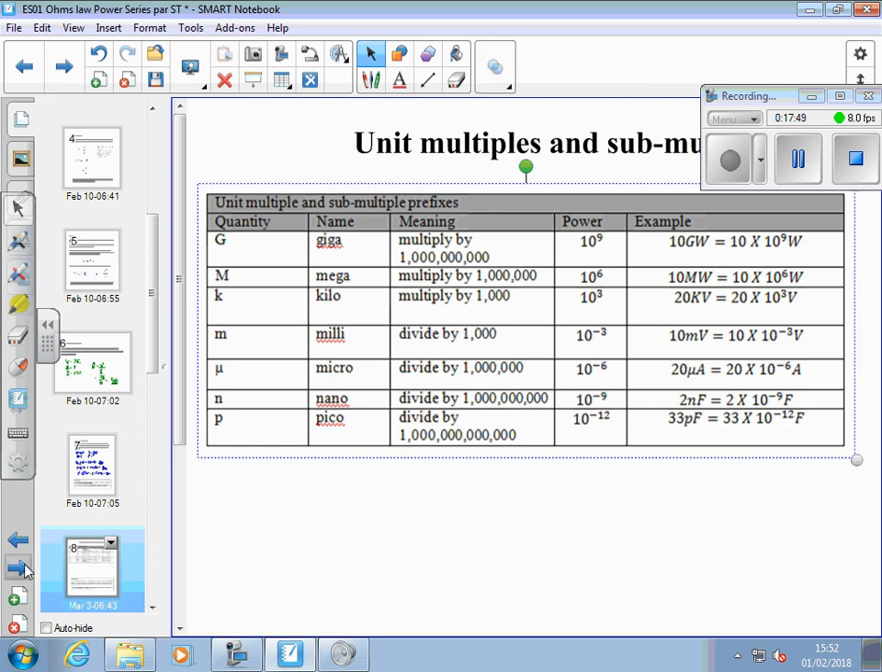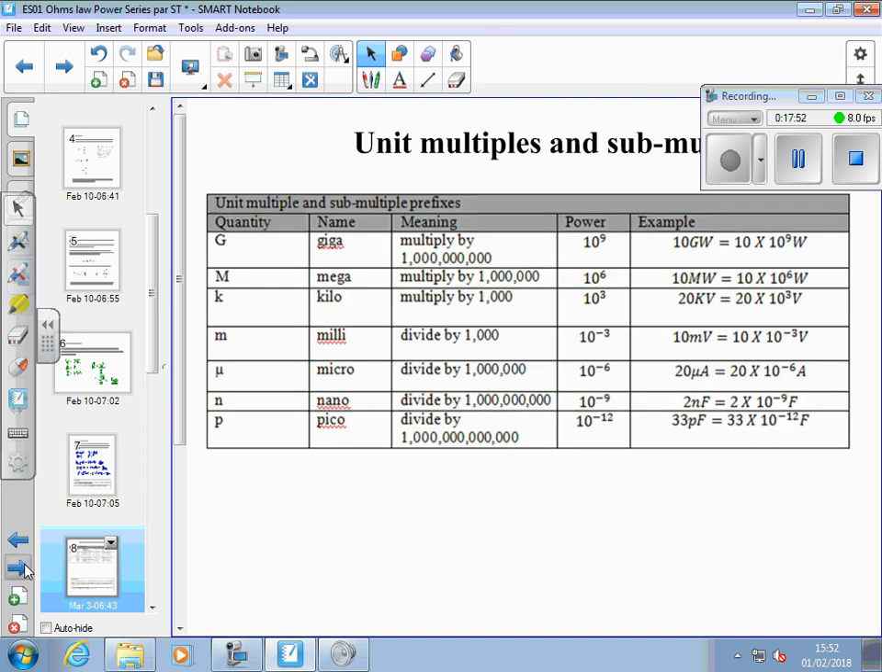We touched on this already today, so I'm not going to labour it too much, but we have units, multiples and submultiples. Giga, 10 to the 9. Mega, 10 to the 6. Kilo, 10 to the 3, and so on. Milli, 10 to the minus 3. Micro, 10 to the minus 6. Nano, 10 to the minus 9. And pico, 10 to the minus 12. Tera comes after giga, isn't it? Yeah.